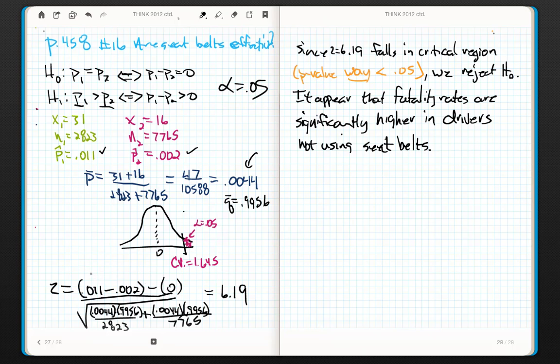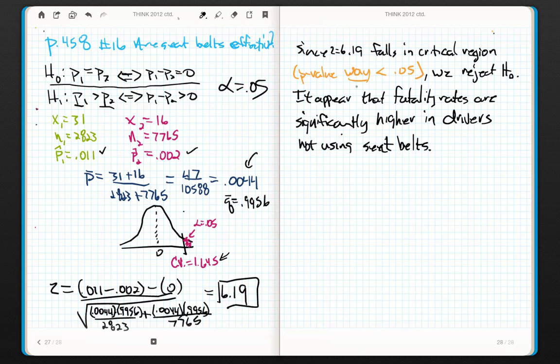All that this is, is p hat 1 minus p hat 2. Because of the way our null hypothesis is written, I know that p1 minus p2, the true population proportions for both populations, is 0. I plugged, I chugged, and this is what I got. And then this is my summary. Since z equals 6.19 falls in the critical region, it's larger than 1.645, which was my critical value for alpha equals 0.05.